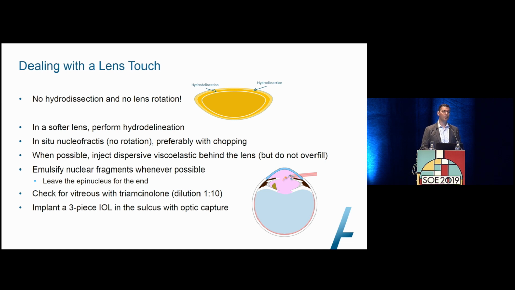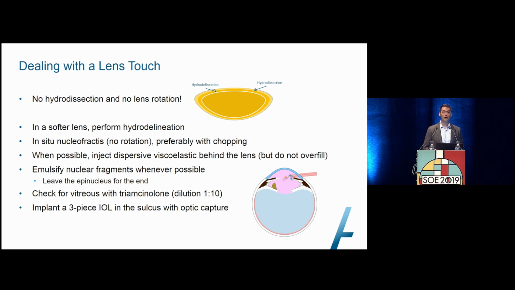So you can do surgery like in situ nuclear fracture, where you perform either a normal divide and conquer technique but without rotating the lens, or easier probably is chopping the nucleus. And when possible, if you have a first crack of the nucleus itself, not all the way through, inject some dispersive viscoelastic behind the lens to protect the lens from falling down. Like in this image, the purple color is dispersive viscoelastic. You make a cushion of viscoelastic so that the nucleus cannot fall down into the vitreous cavity.